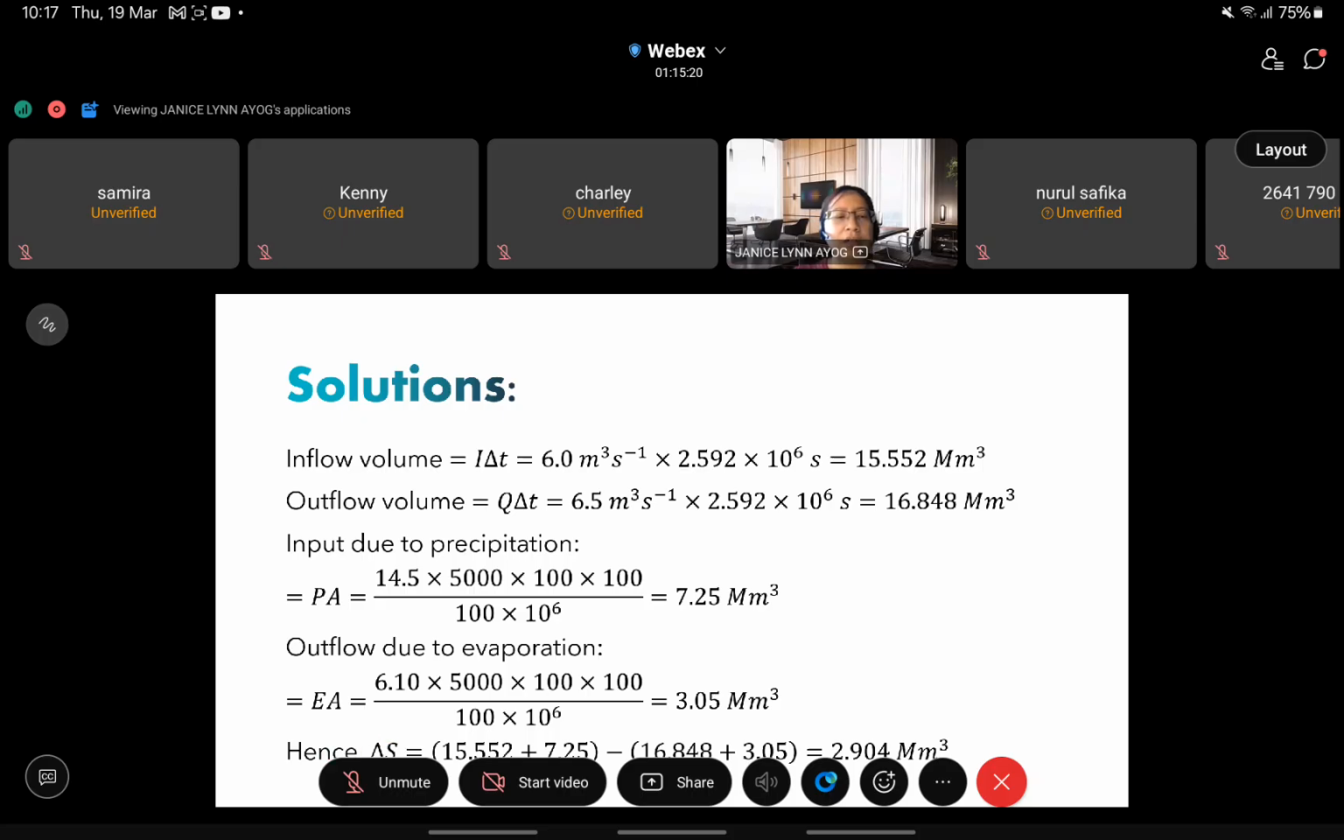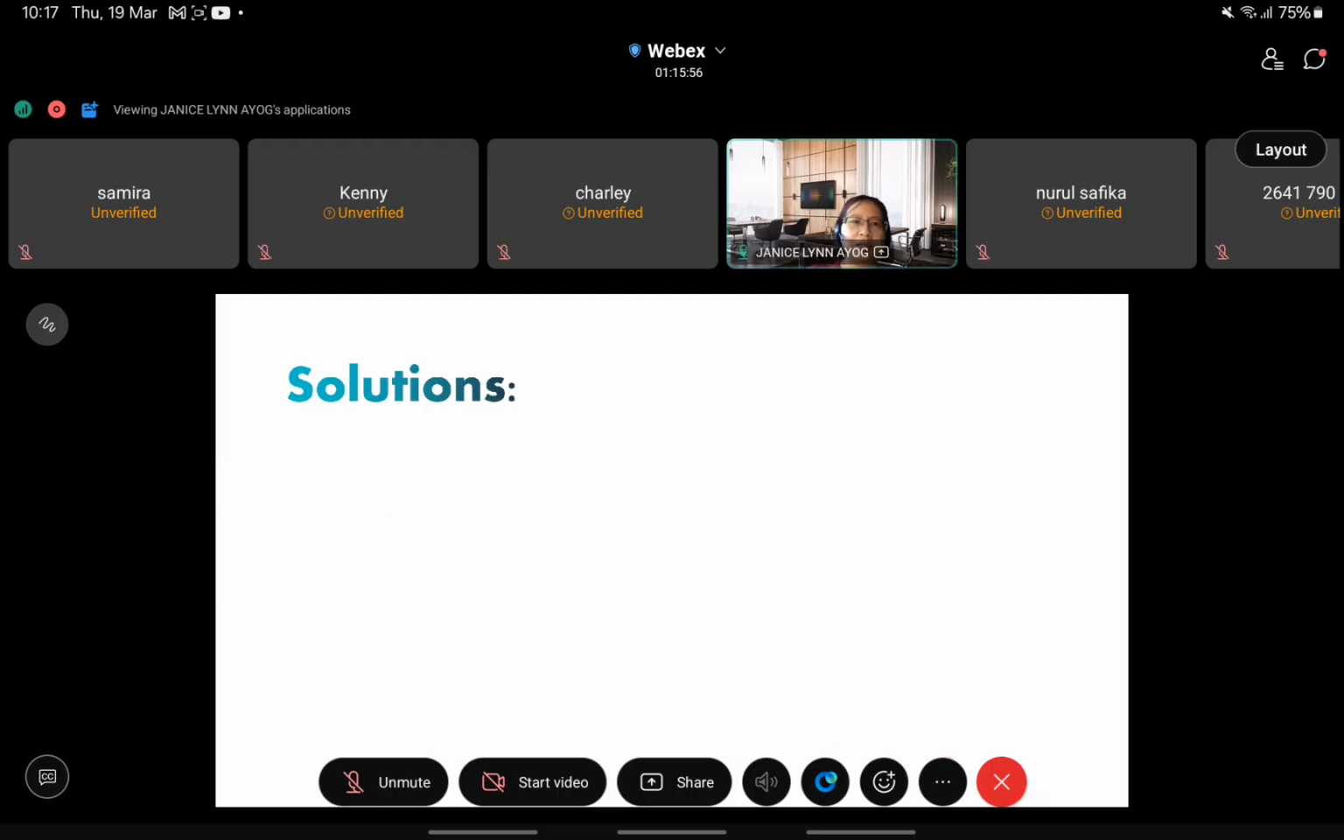Hence, to calculate these changes in storage, delta S, you have the value 15.552 plus 7.25, which is this one here, minus 16.848 plus the evaporation 3.05. So this is the inflow, this is the outflow. Eventually you will get 2.904 mega cubic meter. So that's question 1.